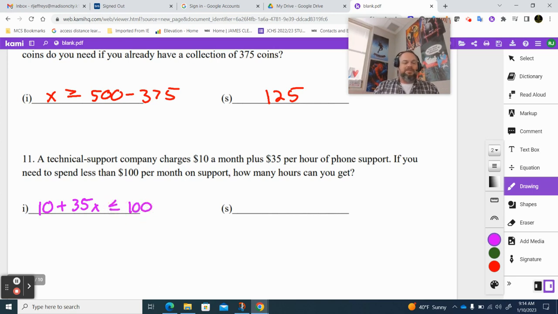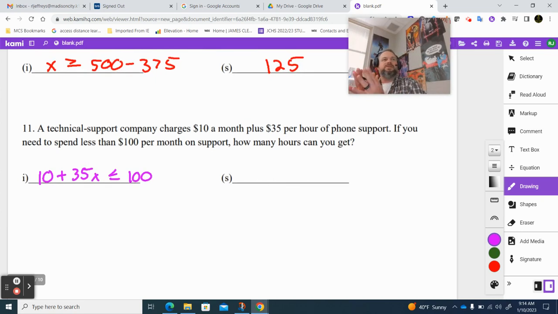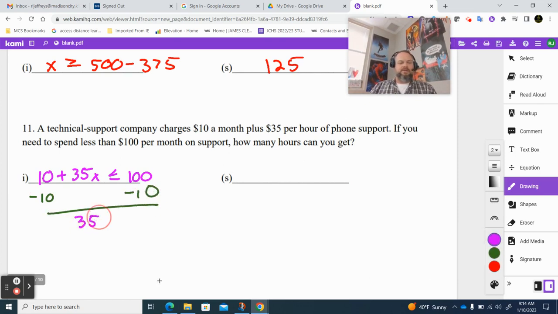Okay, we have $100 budgeted for this. We can't spend more than it. We can spend 100 or less. So that's how we would set it up. Okay. So minus 10, and 35x less than or equal to 90.